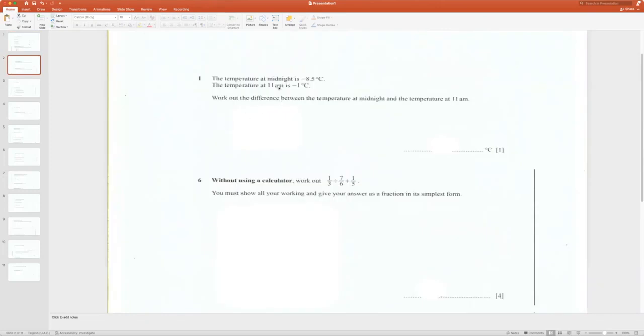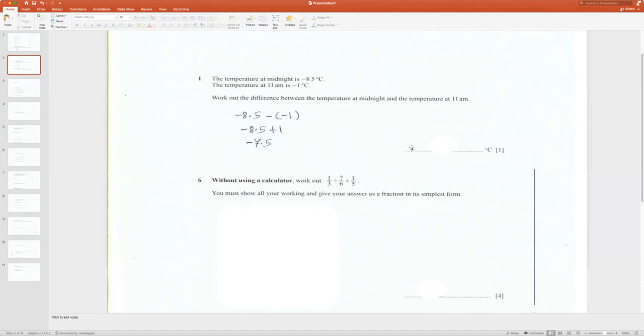The temperature at midnight is minus 8.5 centigrade. The temperature at 11 a.m. is minus 1 centigrade. Work out the difference between the temperature at midnight and the temperature at 11 a.m. So we have to find the difference: minus 8.5 minus minus 1. Minus minus 1 means this is plus 1. No? Two negative signs multiplied, then it is positive.